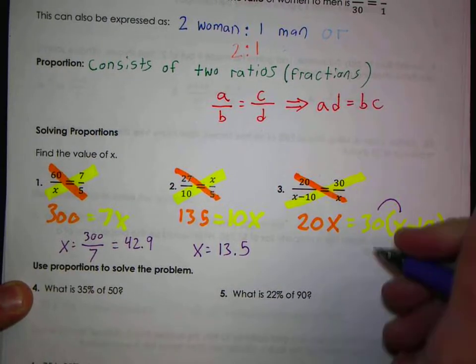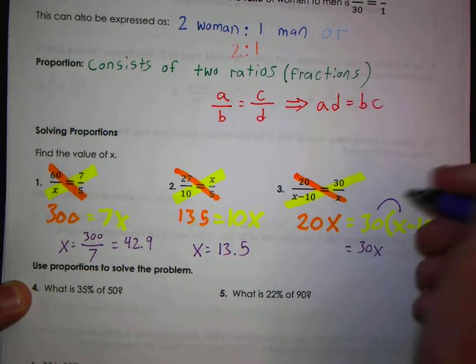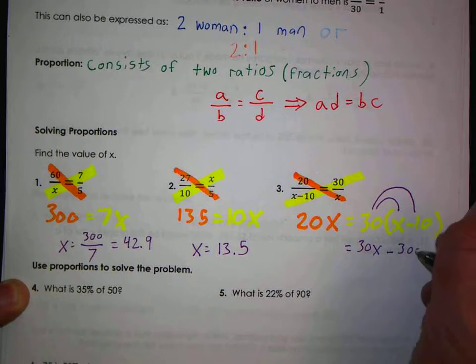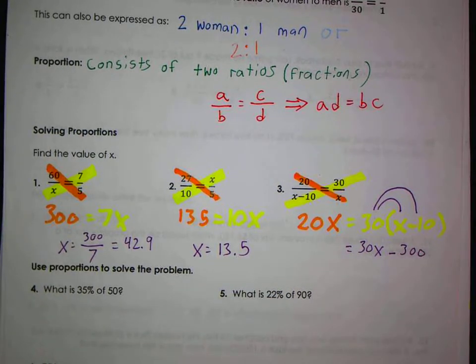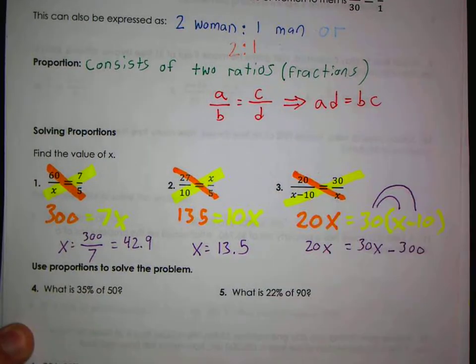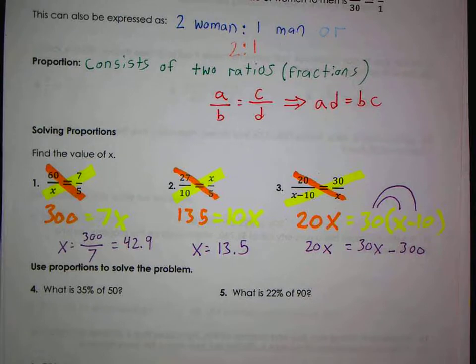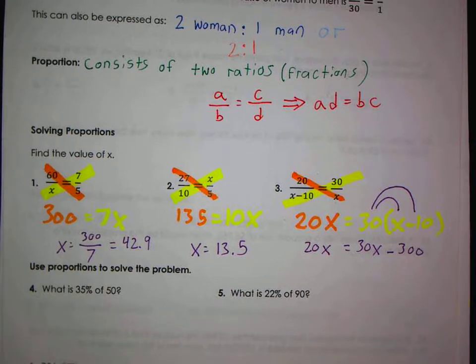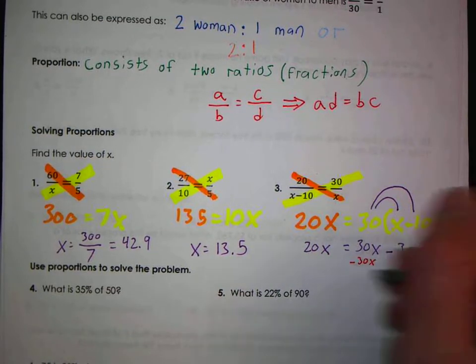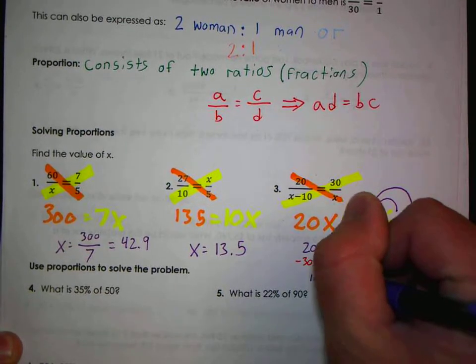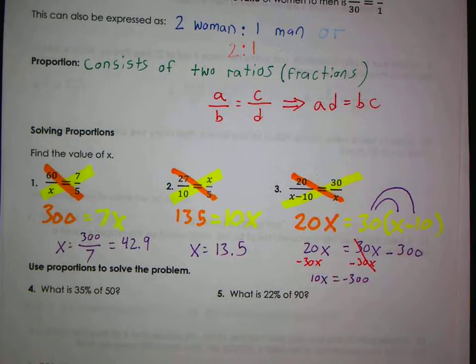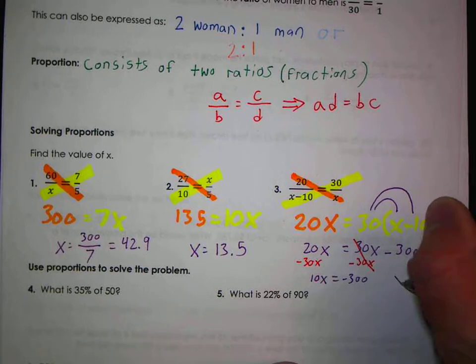Distribute the 30. 30x. 30 times 10 is 300 with the minus. Multiplying by 10 just means add a zero. Bring down my 20. We're trying to get x by itself. I have 20x on this side, a 30x over here. I'm going to subtract off 30x. And then 30 minus 20 is 10. Divide negative 300 by 10, which would just mean drop a zero. So x equals negative 30.